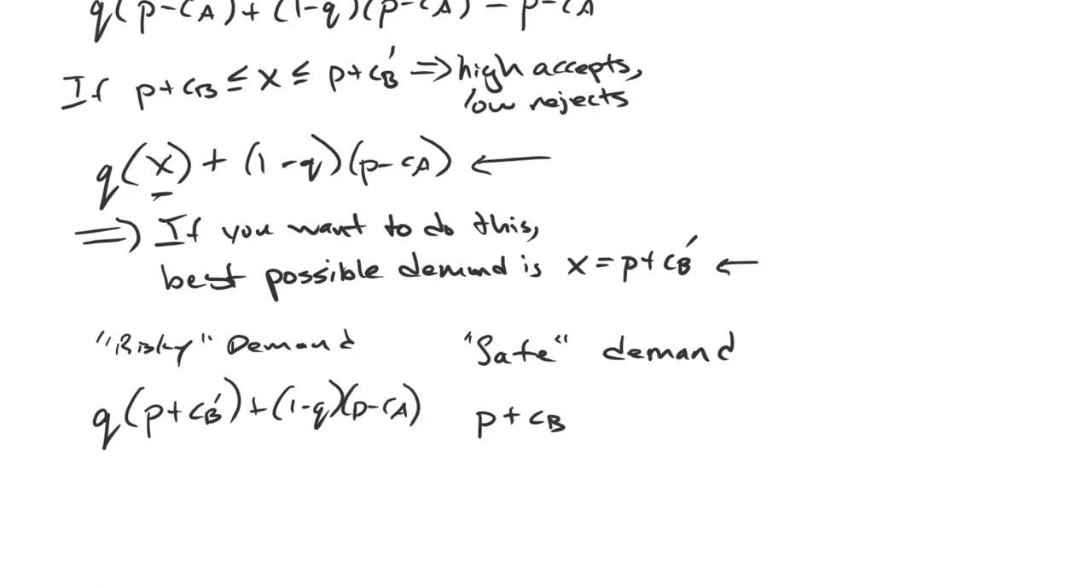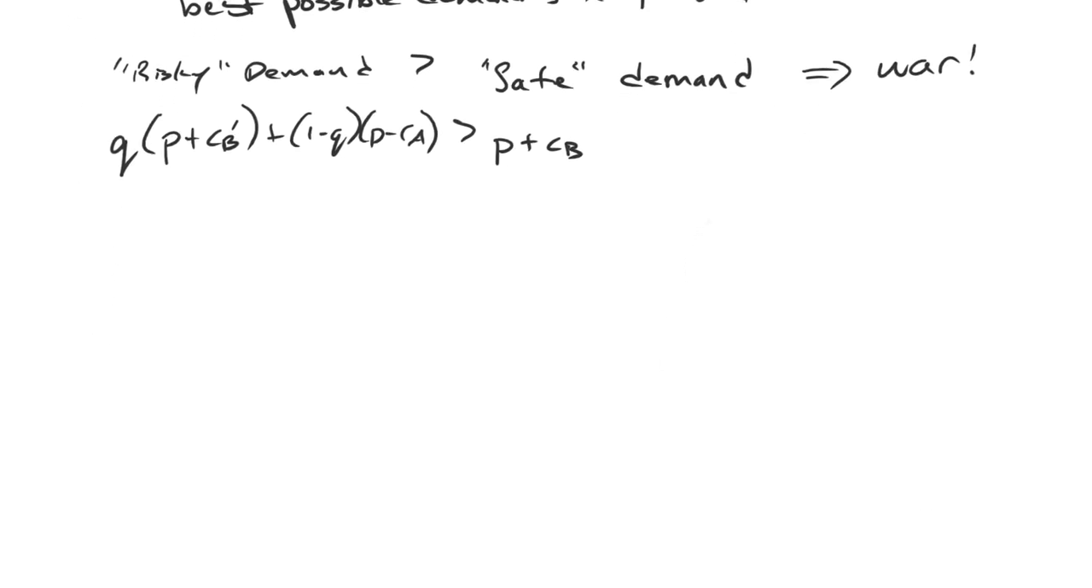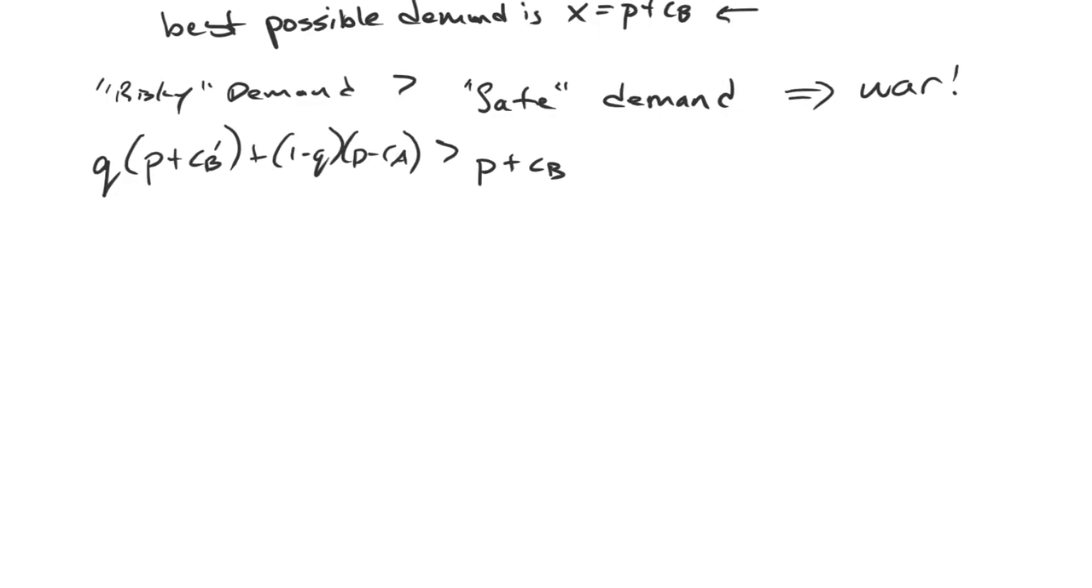So if we have the risky demand being greater than the safe demand, then that's going to imply war with positive probability. So let's investigate if that risky demand could possibly be a better option for A than the safe demand. Can this relationship hold? Well, let's do some algebra. We might have to do quite a bit, but we can get there.